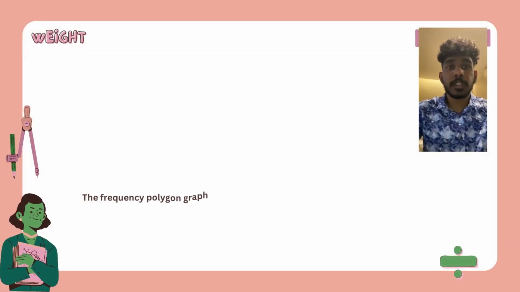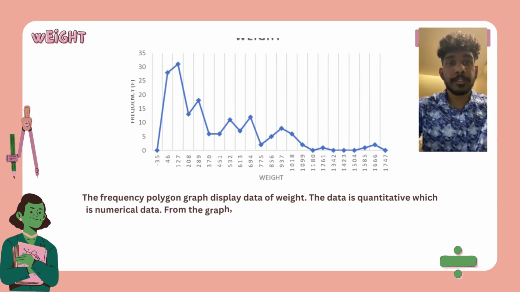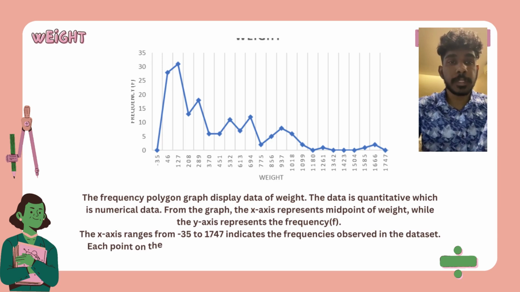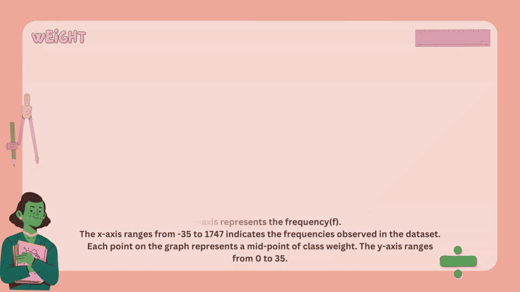Next, the frequency polygon graph displays data of weight. The x-axis ranges from -35 to 1747 and indicates the frequencies observed in the dataset. Each point of the graph represents a midpoint of class weight. The y-axis ranges from 0 to 35.